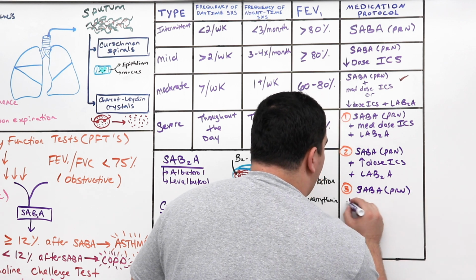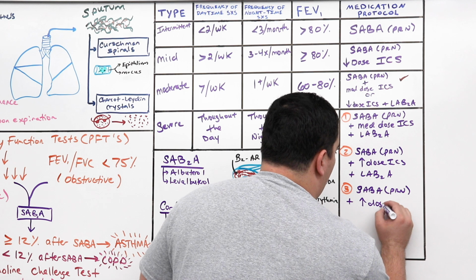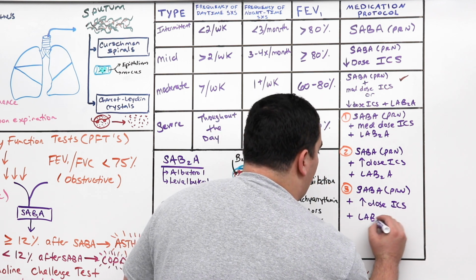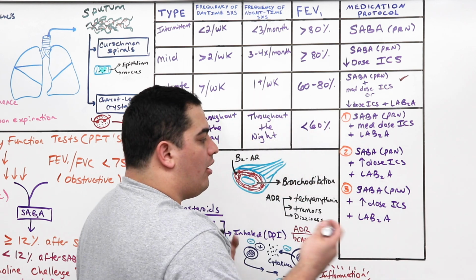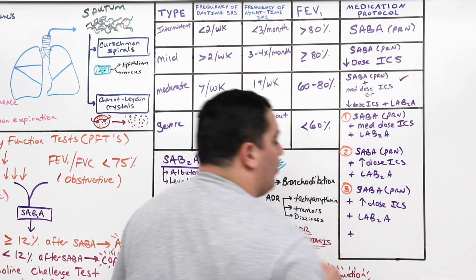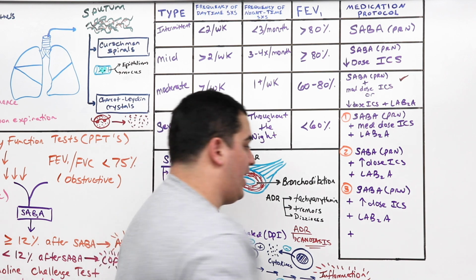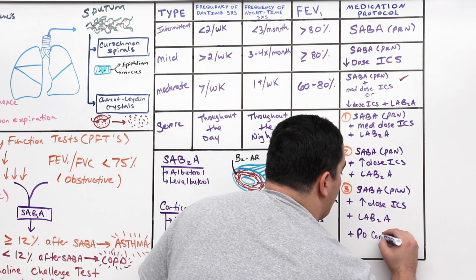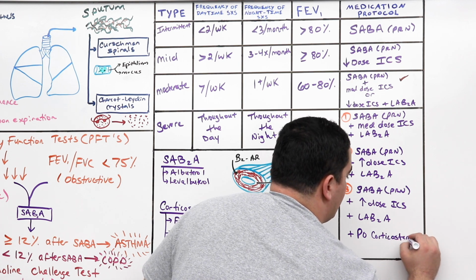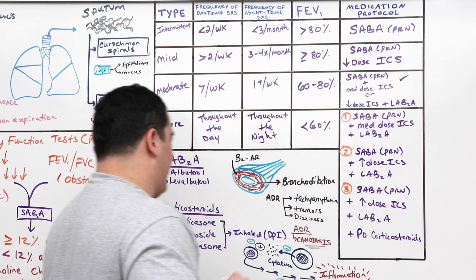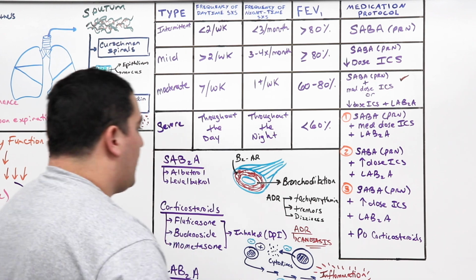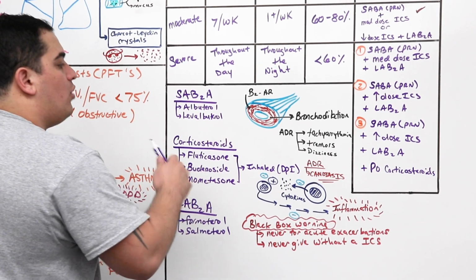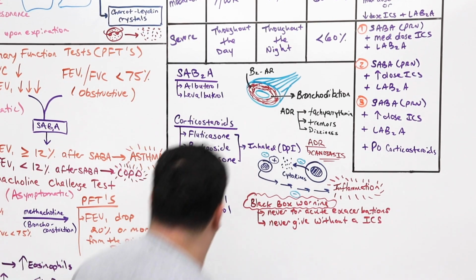We'll do a high dose inhaled corticosteroids. We'll do a LABA, okay, salmeterol, formoterol, and we might even have to do oral corticosteroids. So PO, oral, corticosteroids. Now we got to mention what these are. Okay. Now, we mentioned that these were the inhaled form. There's also the PO form, okay?